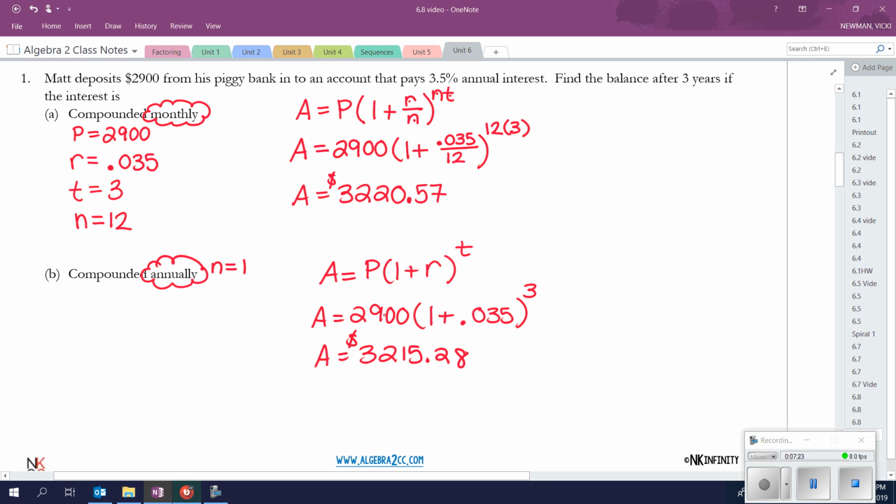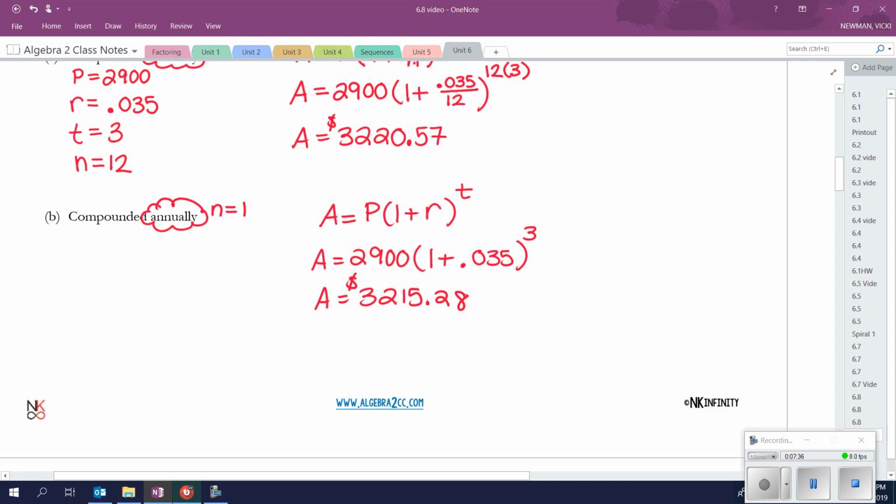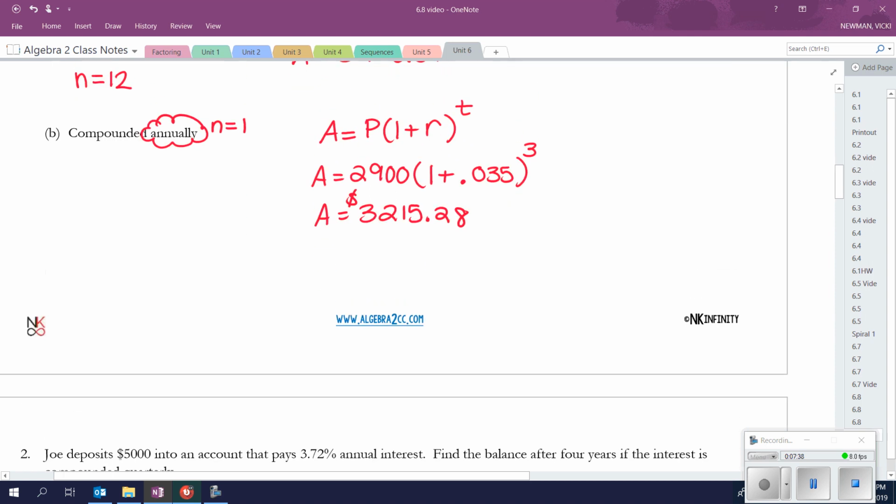$3,215.28. So where do you want to put your money? Do you want to put it in an account that's compounded monthly or annually? Yeah, you make $5 extra for doing nothing if you put it in the compounded monthly. So the more times it's compounded means you're earning interest on your interest. So after a month, even if you've earned an extra 5 cents, you're then earning interest on that 5 cents, forever and ever and ever. So compounding more is better if you're saving money. It's worse if you're spending money.